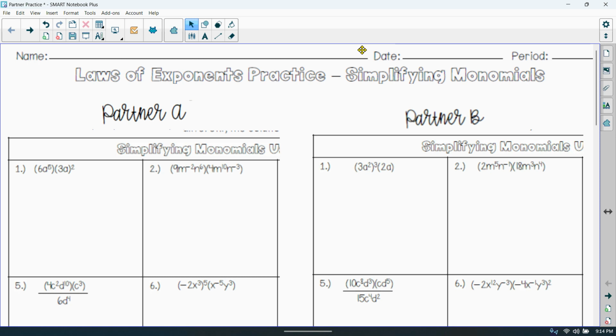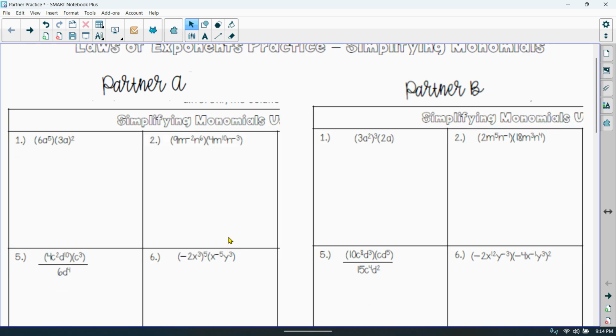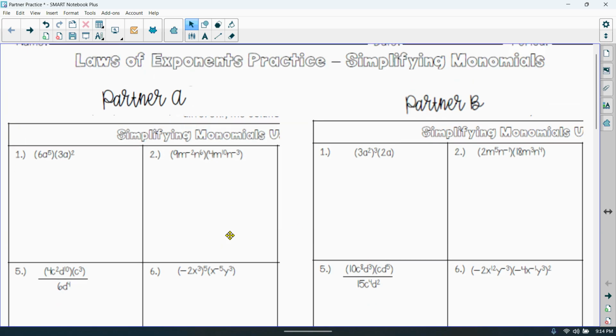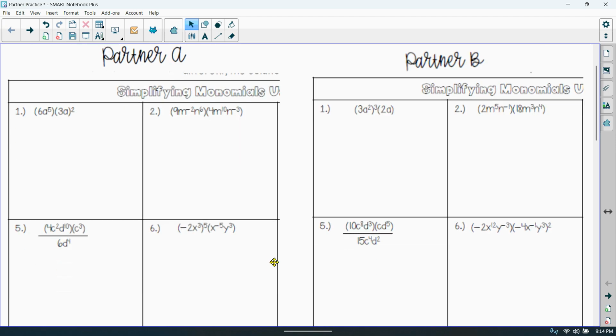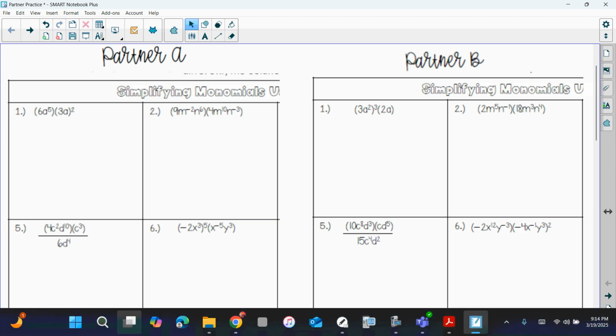Okay, I'm going to explain how this partner practice works. This worksheet is in your packet. It was randomly assigned an A or a B in your packet, and basically you want to work through your problems. There's like 20 problems, and then you want to check with partner B to see if they got the same answer as you did.